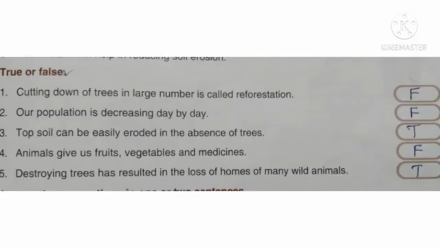True or false? 1. Cutting down of trees in large number is called reforestation. The statement is false because cutting down of trees in large number is called deforestation. So, 1, the answer is false.